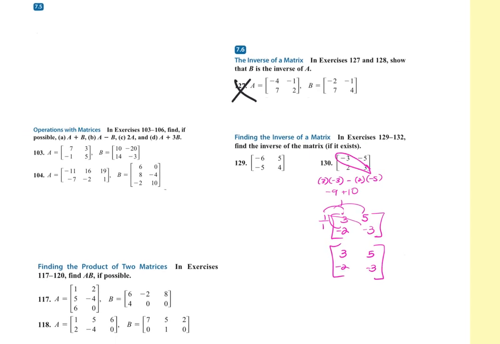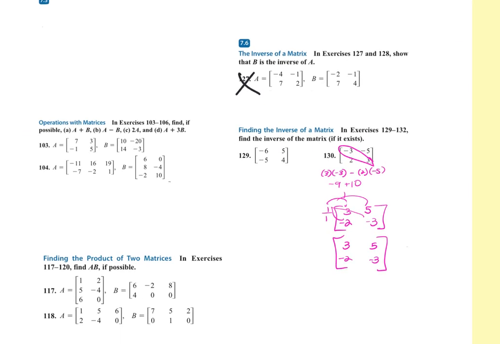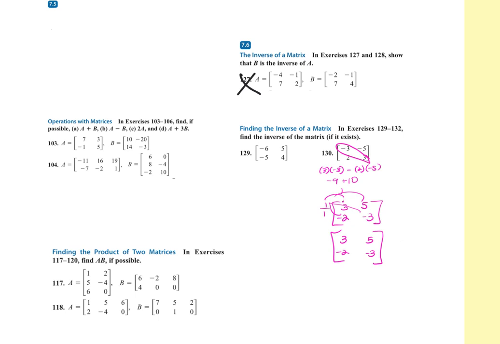So for 130, you're going to Jesus fish it, and then multiply the whole thing. 1 over that, switch the A and the D, change the signs on the B and the C. There won't be numbers as big as like 153, right? With like 50s and 30s.